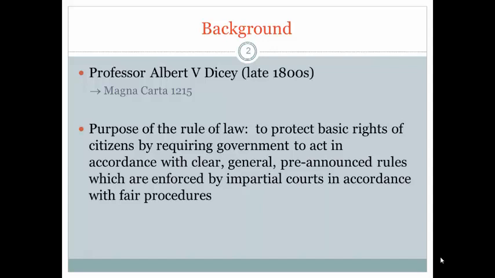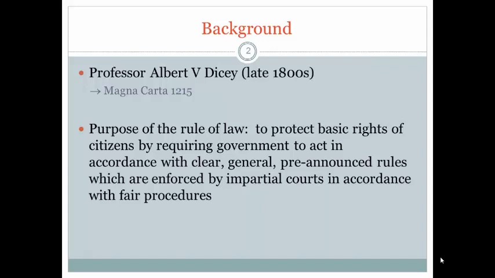Now, if we try to distill a crisp idea of what the rule of law entails, you will see that it is actually quite challenging, difficult to try and encapsulate this very complex concept in a single definition, since there are many different variants of definitions.